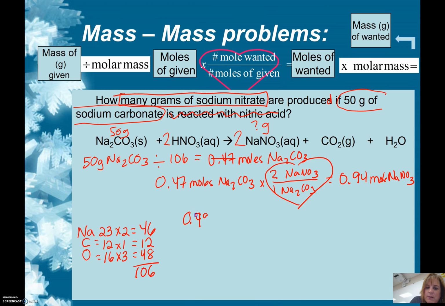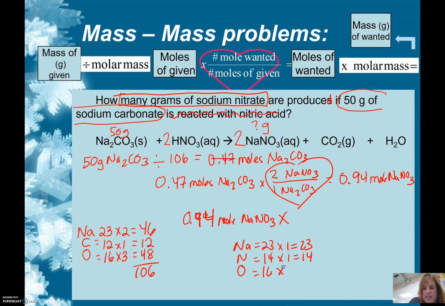We're going to take that 0.94 moles of sodium nitrate. When you have moles, you multiply by the molar mass of sodium nitrate. So let's look up sodium, nitrogen, and oxygen. Sodium, again, is 23. This time I only have one of them, so that's just 23. Nitrogen, there's only one. Nitrogen on the periodic table is 14. Oxygen on the periodic table is 16. I have 3 of these, so that's 48. So my total molar mass for this is 85.